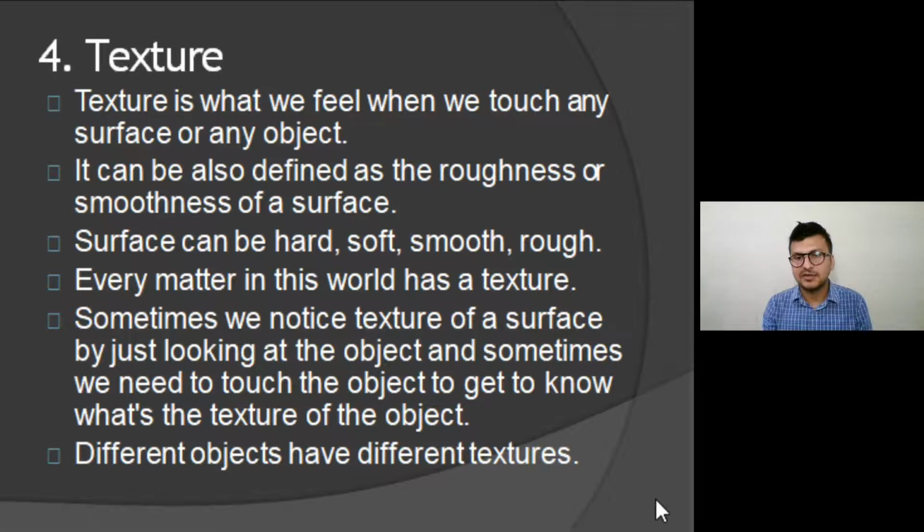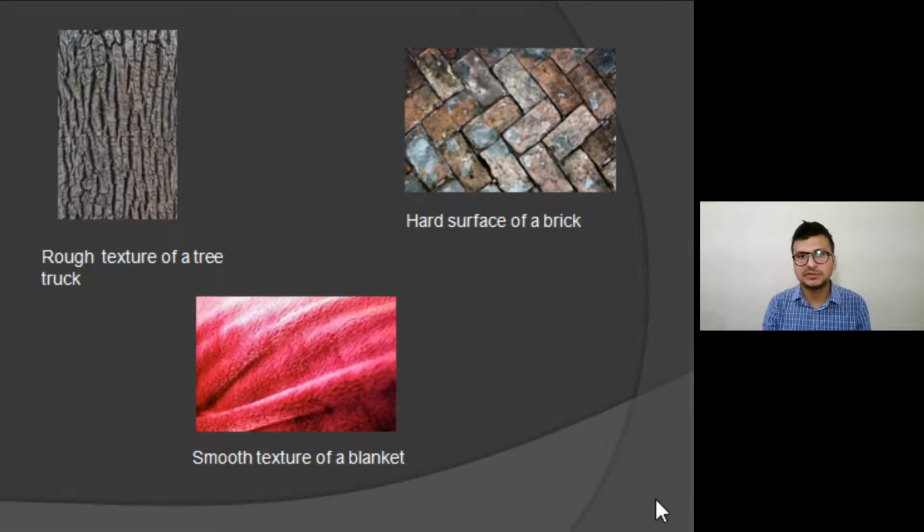Different objects have different textures. Here are a few examples you can check. See, the rough texture of a tree trunk, in the first image. You can see it's a rough type of texture. As I've already told you, it can be rough or smooth. Here you can see the smooth texture of a blanket. In reality, it's not a blanket, it only feels like a blanket. Here again, it's a tree. No, it's not a tree. The texture is of a tree. This can be the ceramic of my table or my chair or my almirah paint.